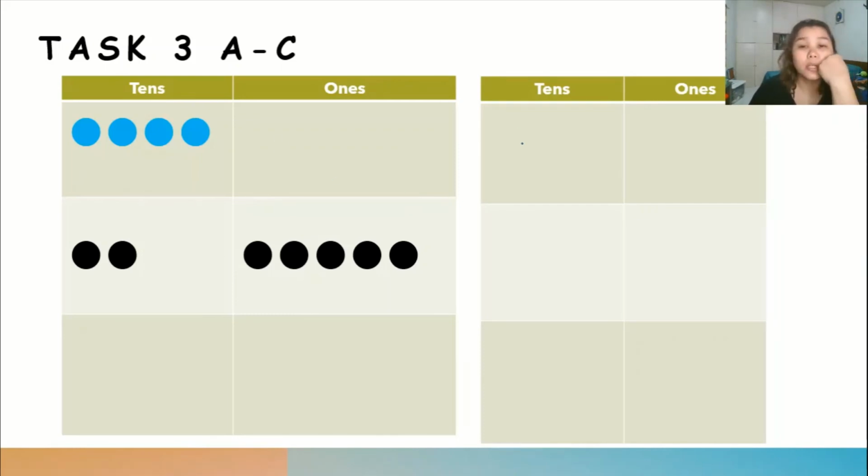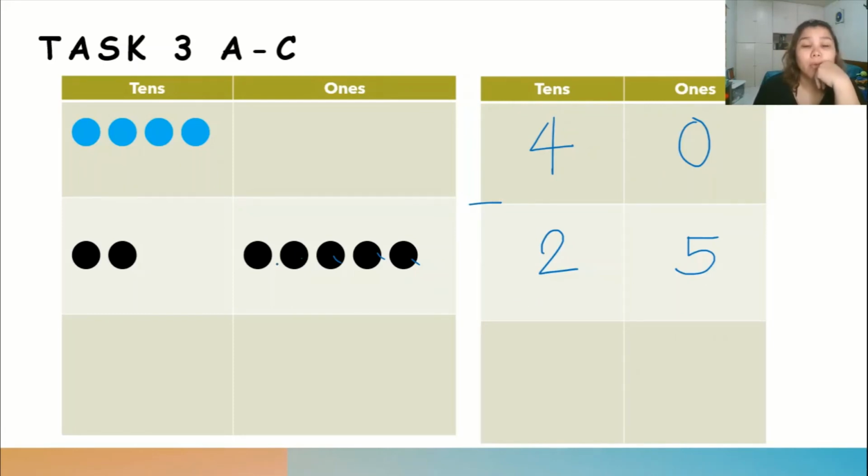Let's write the equivalent number for this. We have 4 tens, and then this one is 0 ones. And then, for our subtrahend, we have 2 tens and then 1, 2, 3, 4, 5 ones. So, it means we have 40 minus 25.